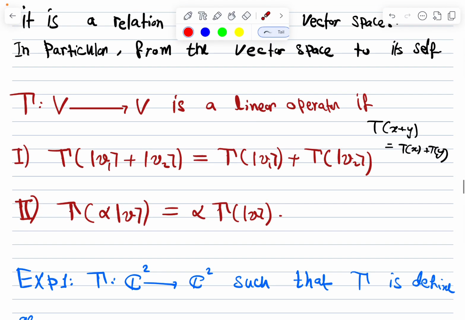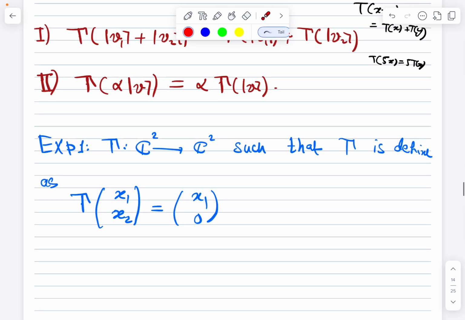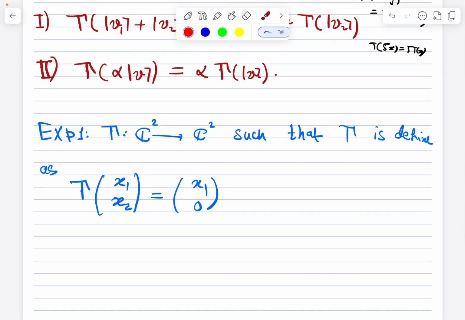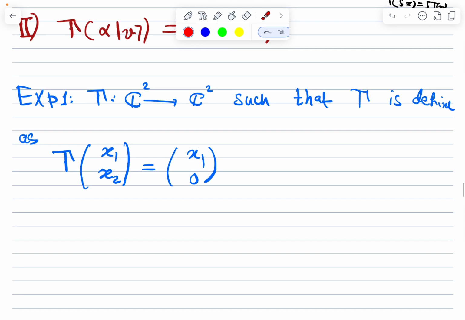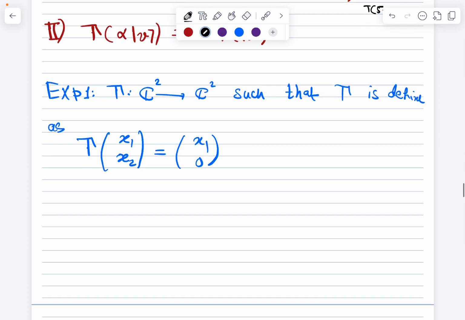The second one is that we can take the scalar outside. So if I write it in this notation, if we have, for example, 5x, we can take 5 outside: 5 T of x. So it must satisfy these properties. Now let's consider the first example. We have a linear operator from C2 to C2, such that T is defined as the following. It takes a vector in C2, which has two components, and gives you the first component of the vector. So let's show that it's a linear operator.